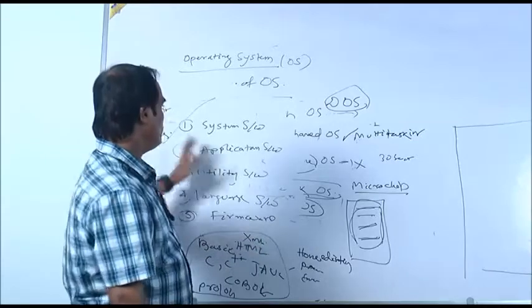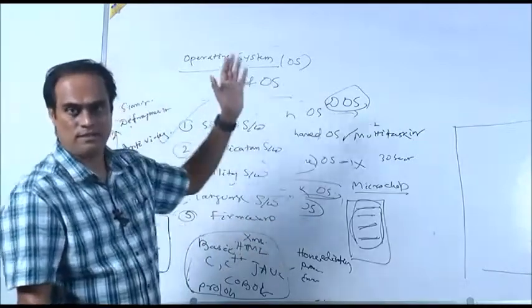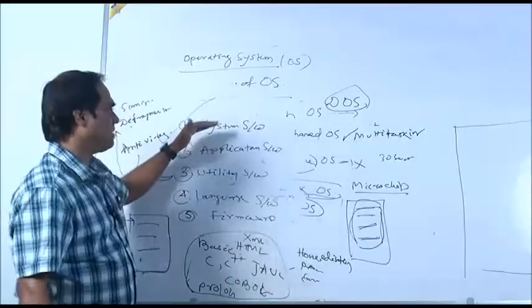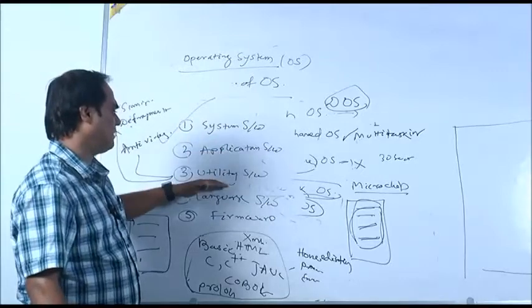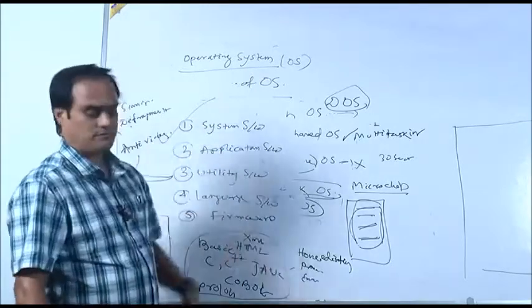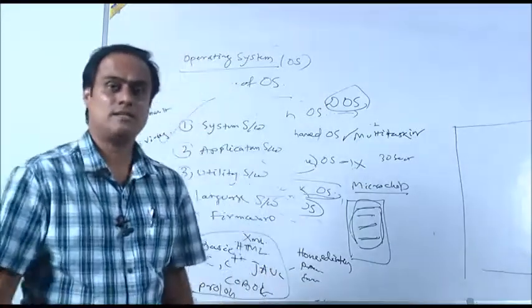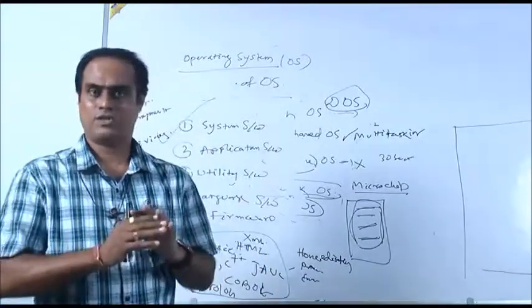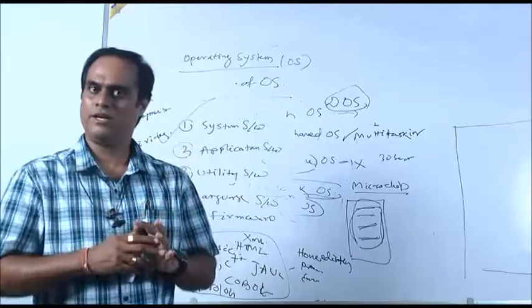Get my point? So, this is all about your software. Types of software: system software, application software, utility software, language software and your firmware. Okay. So, in today's class we will discuss all about software. Okay. Thank you.